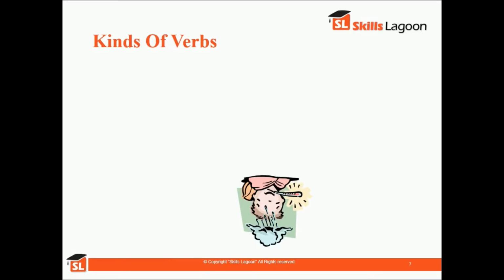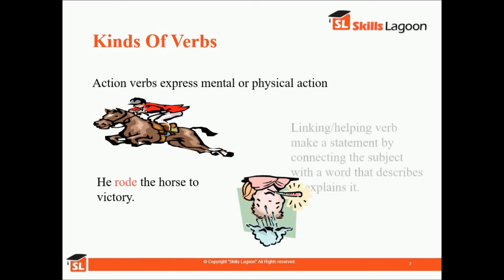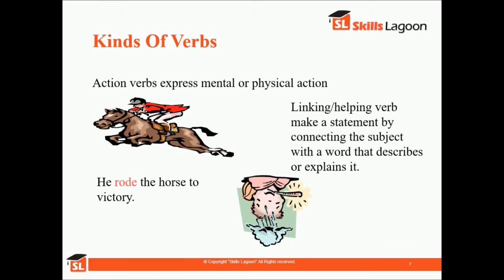Now the kinds of verbs. Action verbs express mental or physical action. For example, he rode the horse to victory. So rode is an action which a person is doing on a horse. The other is linking or helping verbs, which are used to make a statement by connecting the subject with a word that describes or explains it. He has been sick. So has been is a helping verb.